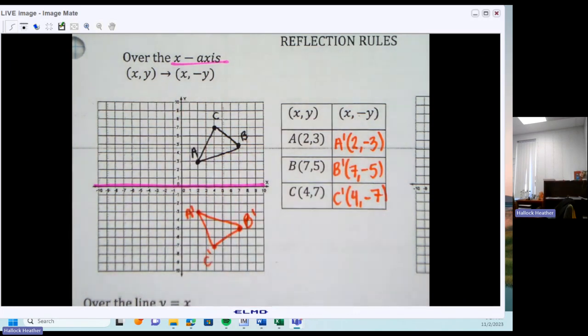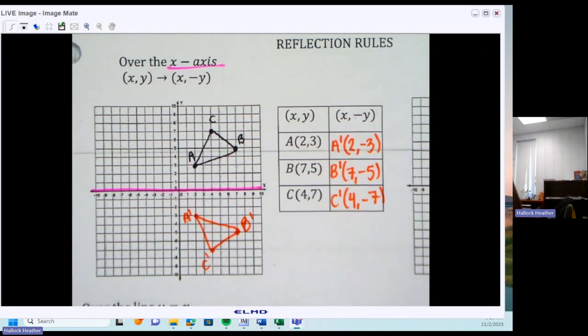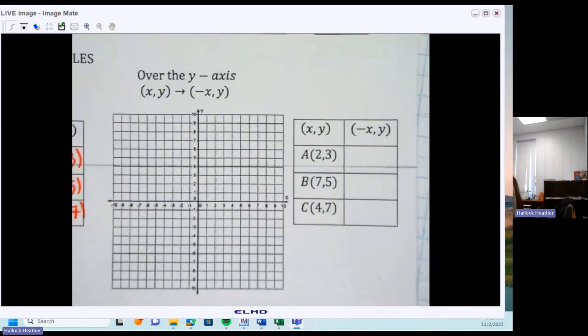Okay. We're going to do the same thing over the Y-axis now. So take a second. On the second one, we're going to plot the original points. And our line of reflection is now going to be the Y-axis instead.